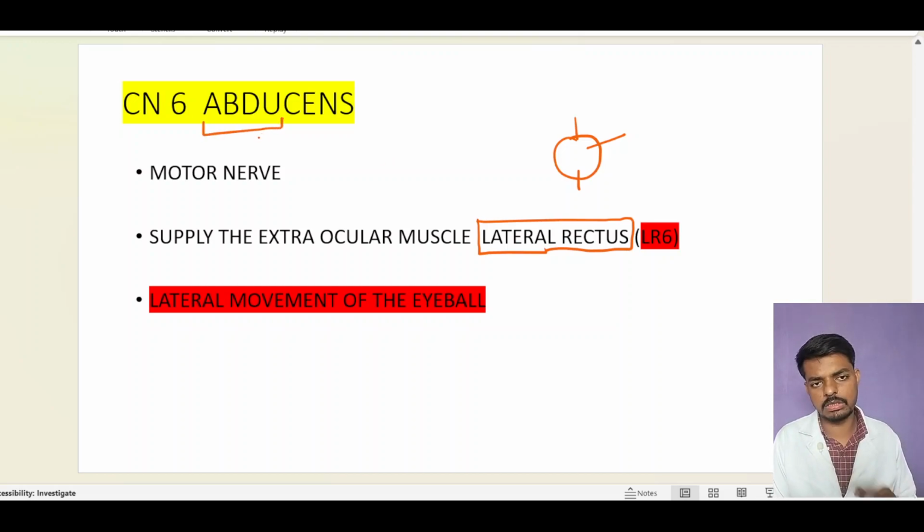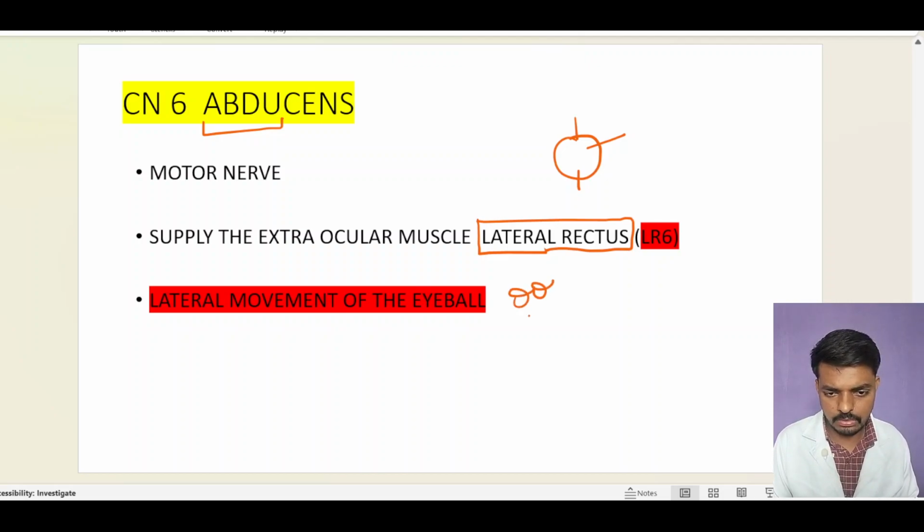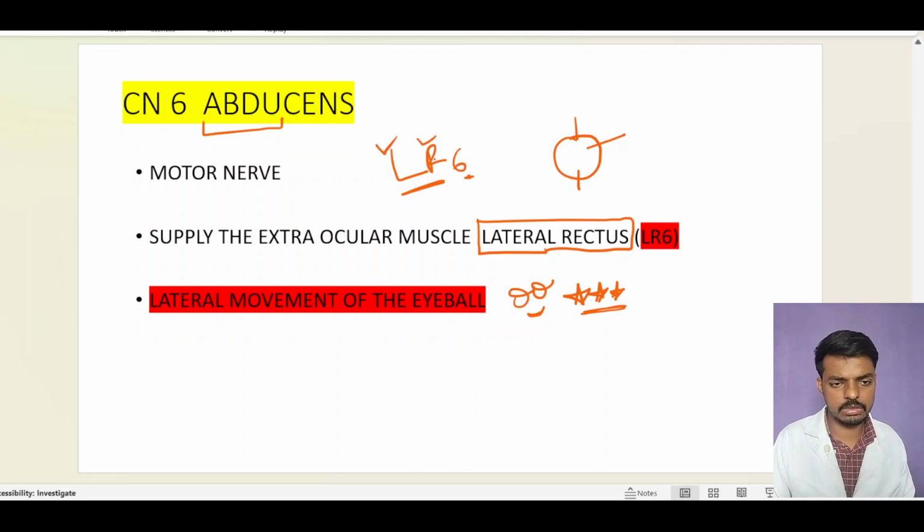Abdu means abduction, means away from the body, means laterally. It is responsible for supplying the lateral rectus muscle, which is responsible for the lateral movement of our eyeball. That is called our abducens nerve. Very important for your NORCET examination. So this is also a 3-point question. Very important. You can remember with the trick LR6. LR6 means the 6th cranial nerve is responsible for supplying our lateral rectus muscle, which is responsible for our lateral vision. Very important point.